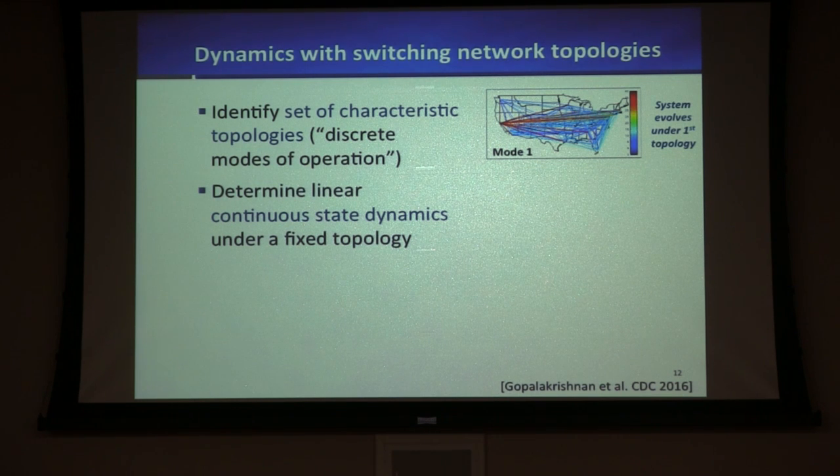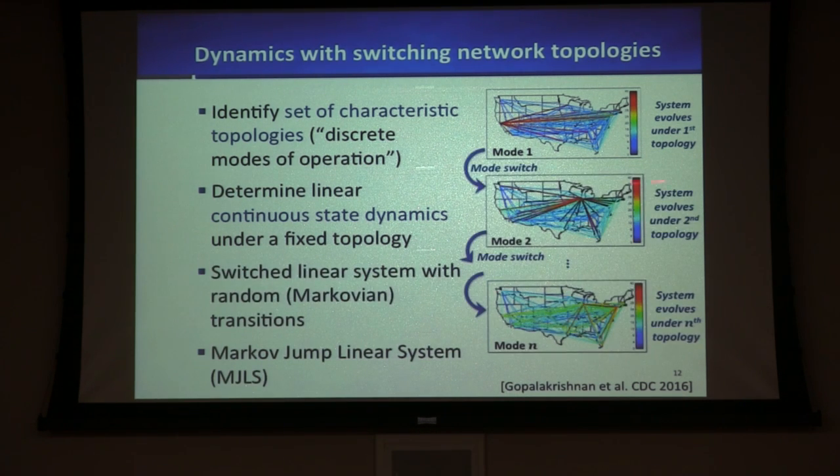These discrete modes are really driven by the topology of the network at that time. So for example, let's suppose I'm initially in a mode where the connectivity looks like this. The delays are going to evolve according to that topology. Right? But then I might switch to a different mode, and then I'm going to evolve under the next topology, and then I can switch, and there's going to be that set of dynamics. These switches, because I don't know yet what is triggering them, I'm going to assume that these are random switches. So it's going to give me a switched linear system with Markovian transitions.